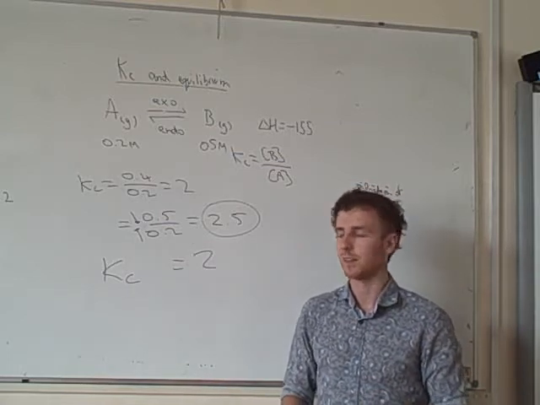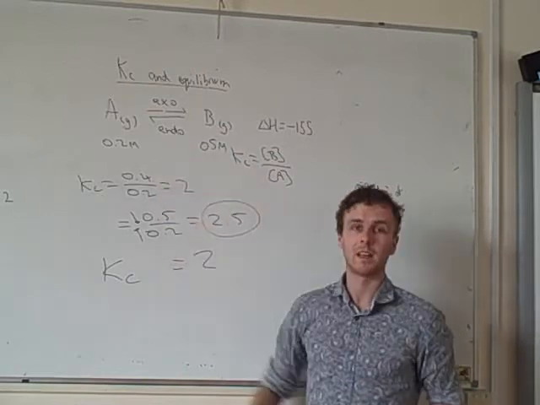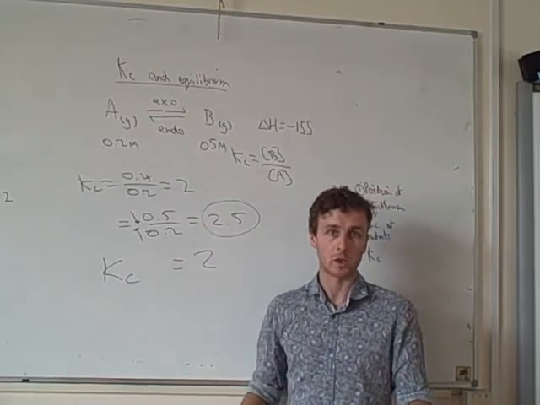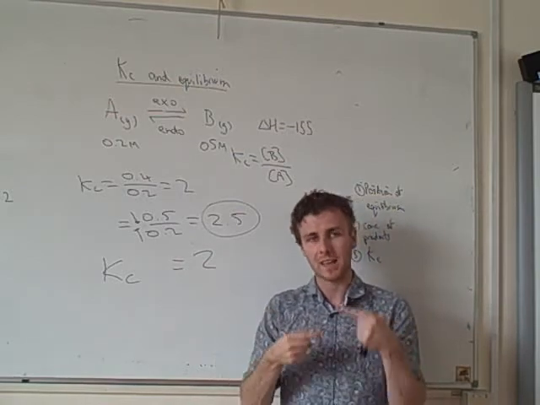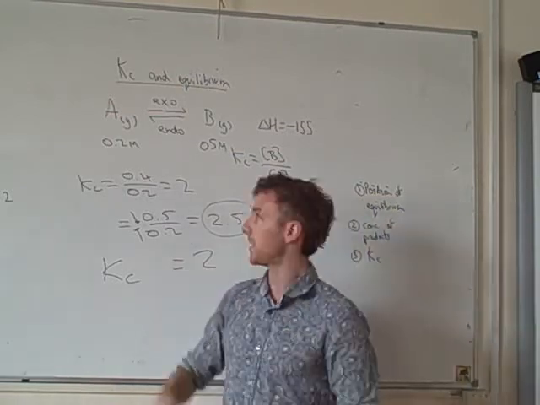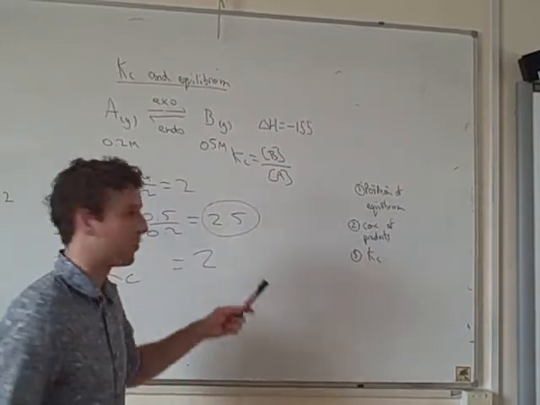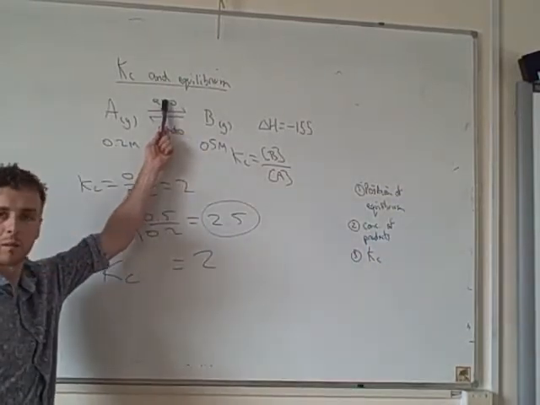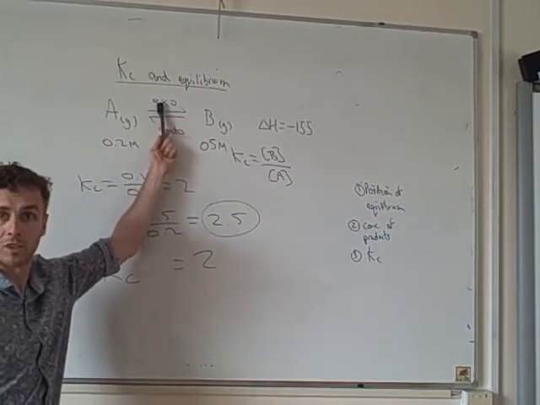And also catalysts, they won't change Kc either, because a catalyst increases your rate of reaction, but it increases the forwards rate by exactly the same as the backwards rate. So imagine I double my forwards and I double my backwards. What's that going to do to the position of equilibrium? Well, it's just going to end up in exactly the same place, isn't it? Because you just doubled both things. So that wouldn't change Kc.